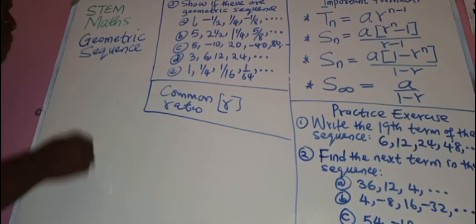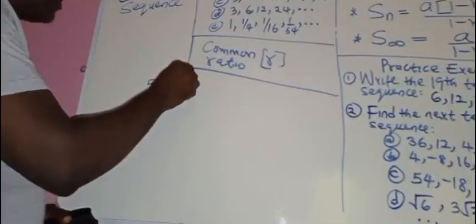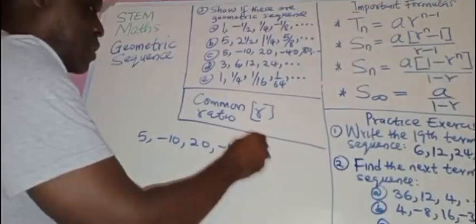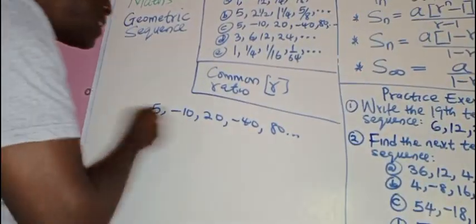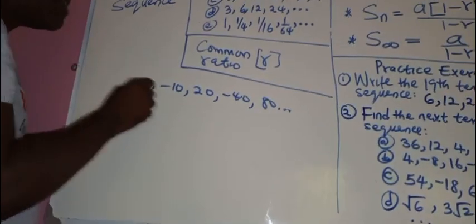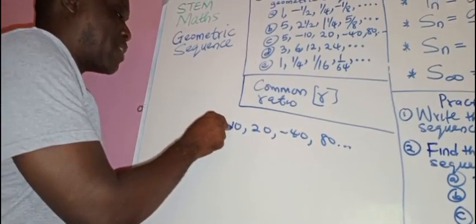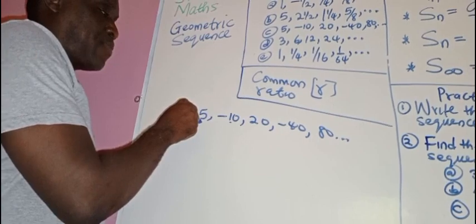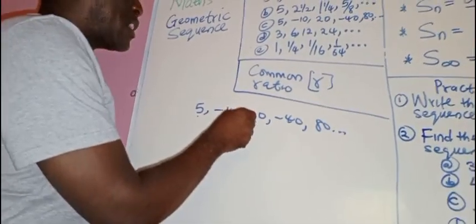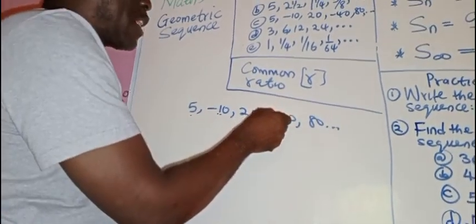For example, I have this: 5, minus 10, 20, minus 40, 80. Now, if this is a geometric sequence, it means that there must be a common ratio for this listing. What does that mean? Now, this minus 10 succeeds this 5. This 20 succeeds this minus 10. That means it comes after minus 10. Minus 40 comes after 20.